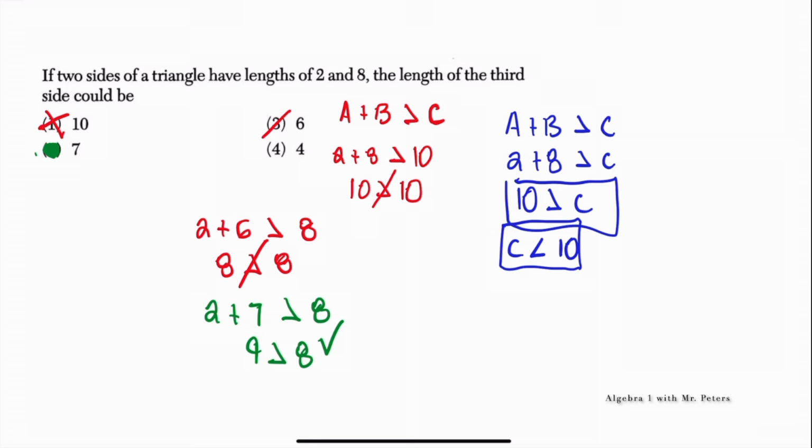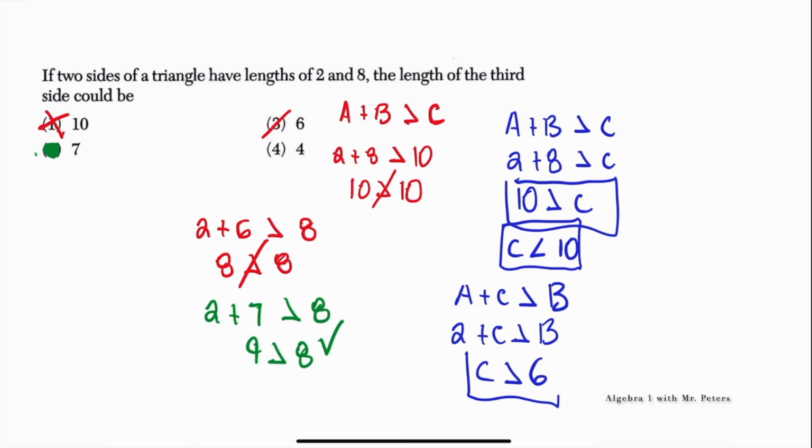Now, if C is not the largest side, our expression could look something like this. We'll have A plus C is greater than B. So when we use this expression now, we're going to substitute. So let's say we have 2 plus C is greater than B. So now we're saying that C is greater than 6 once we simplify. So when we look at this, C has to be less than 10. So that means 10 is not an answer. Then it has to be greater than 6. 7 is the only number that satisfies both those inequalities. And these are 2 methods you can use to solve this type of problem.